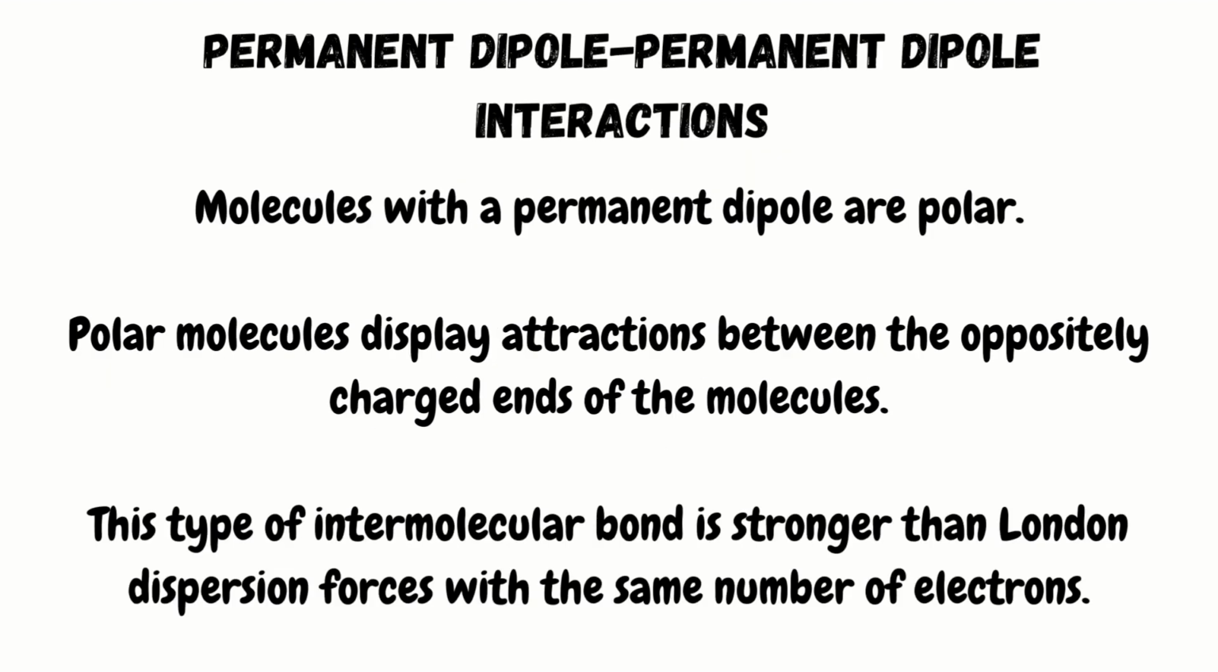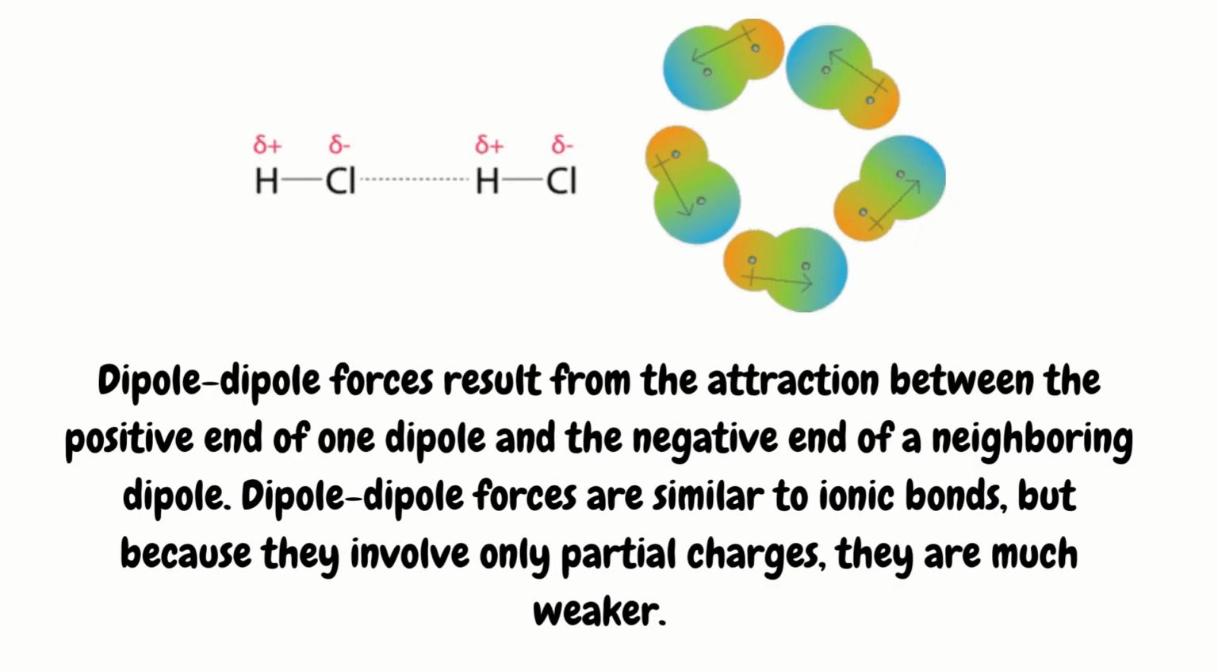Permanent dipole interactions. Molecules with a permanent dipole are polar. Polar molecules display attractions between the oppositely charged ends of the molecules. This type of intermolecular bond is stronger than London dispersion forces with the same number of electrons. As you can see here, dipole-dipole forces result from the interaction between the positive end of one dipole and the negative end of the neighboring dipole. Dipole-dipole forces are similar to ionic bonds, but because they involve only partial charges, they are much weaker.